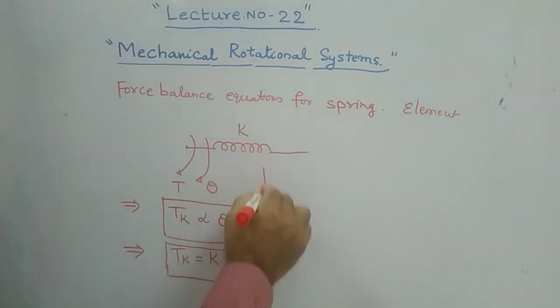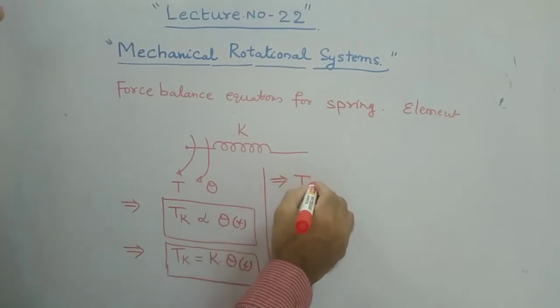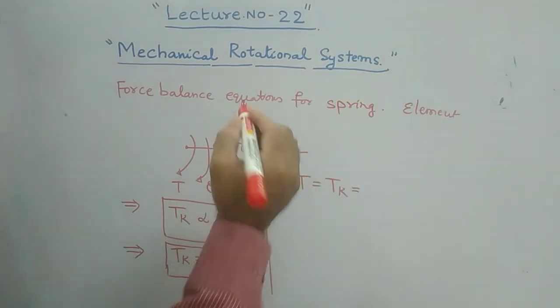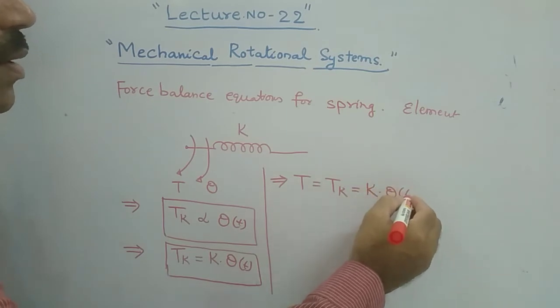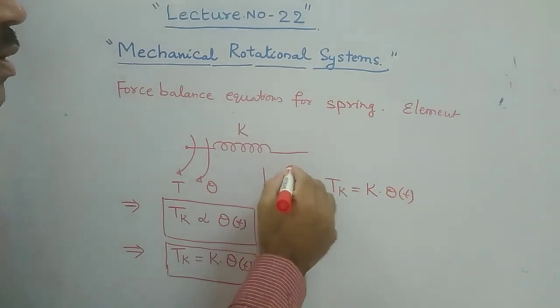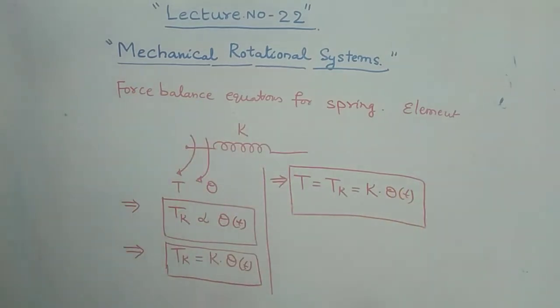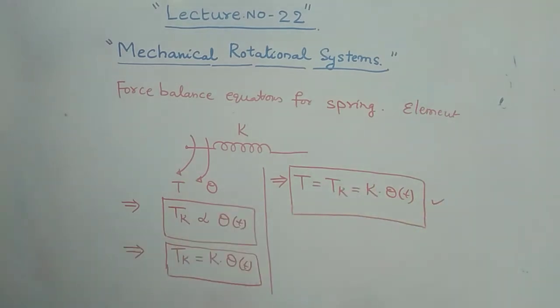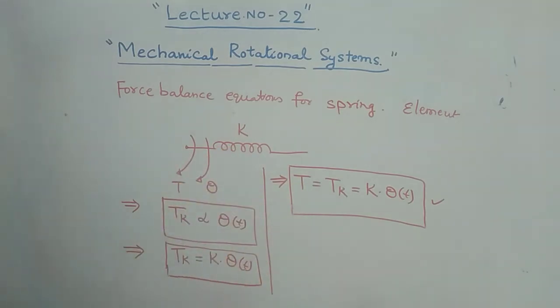According to Newton's second law, the applied torque is equal to the torque provided by the spring element, that is k into theta of t. That's all. This is the force balance equation, the third element. Therefore, these are the basic equations that you should remember while solving the given problem.